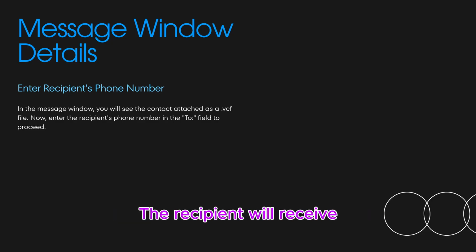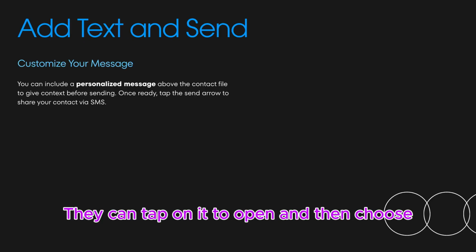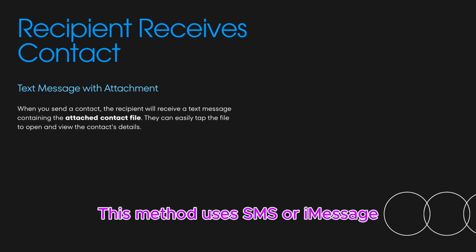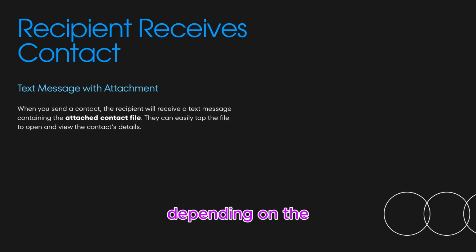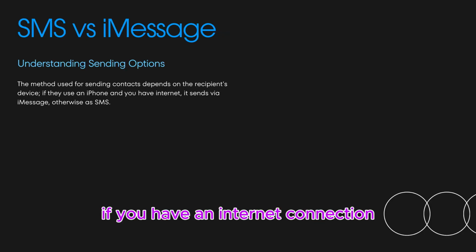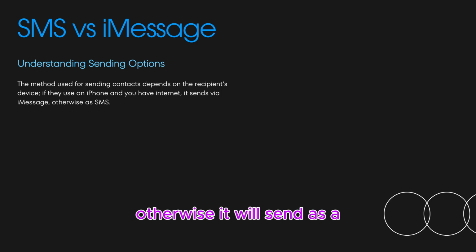The recipient will receive a text message with the contact file attached. They can tap on it to open and then choose Add to Contacts to save it to their own address book. This method uses SMS or iMessage depending on the recipient's device. If they use an iPhone, it will send via iMessage if you have an internet connection. Otherwise, it will send as a standard SMS.